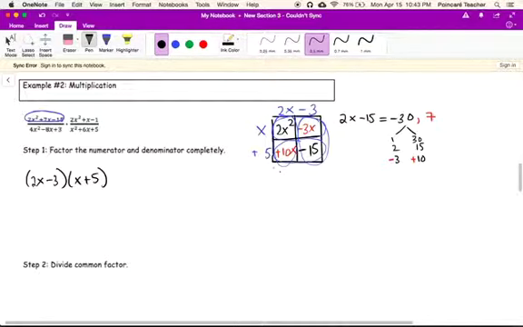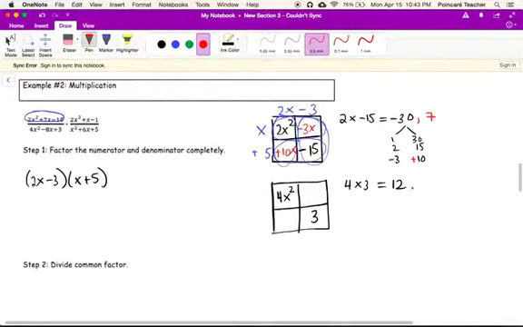Okay, I'm going to repeat it for the denominator. As I'm factoring, I'm looking at each term of the expression to see if there's any common divisor. 4, 8, and 3 don't have a common divisor other than 1, so I can go straight into using the box. My first term is 4x squared, last term is 3. My a and c are 4 and 3, that gives me 12. And then I want them to add to give me negative 8. So what are those two numbers?